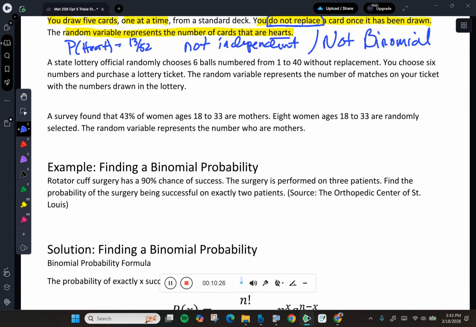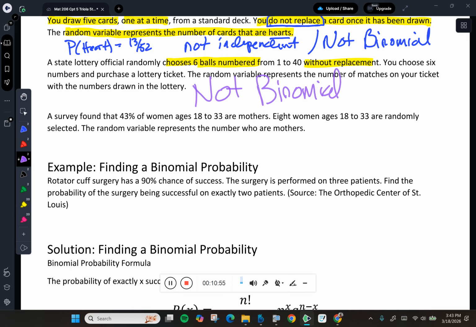A state lottery official randomly chooses 6 balls. Okay, 6 trials of the experiment. Pick 6 balls without replacement. Oh, right there, boom, done. Without replacement is the same problem as last time. The reason this is not binomial is because I didn't put them back. That means when I pick the second ball, all of the probabilities have to readjust depending upon what the first ball was. So not binomial.